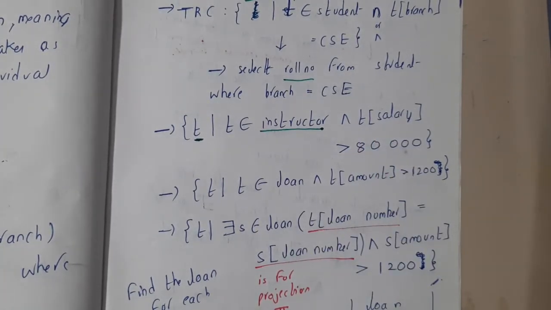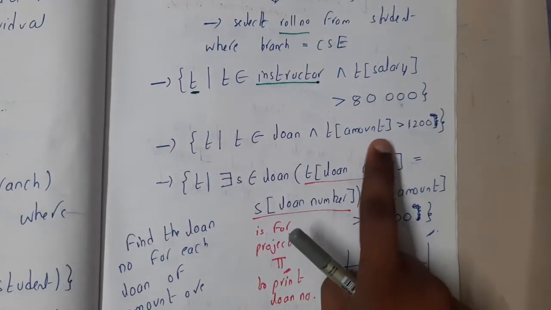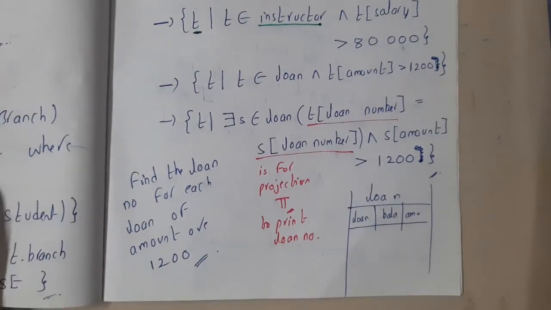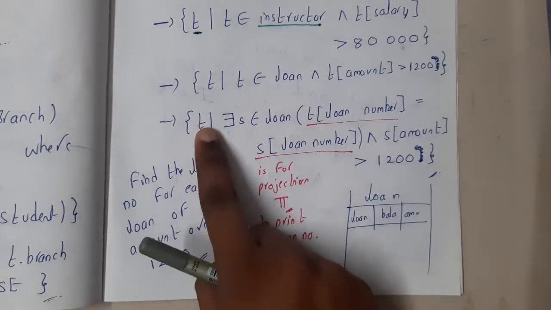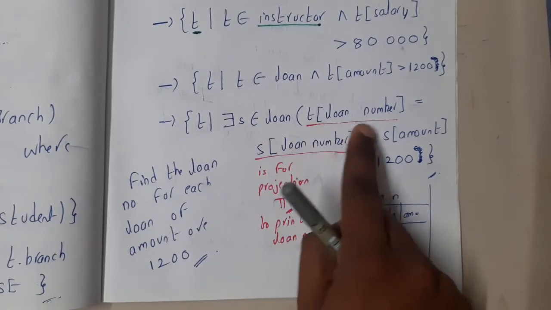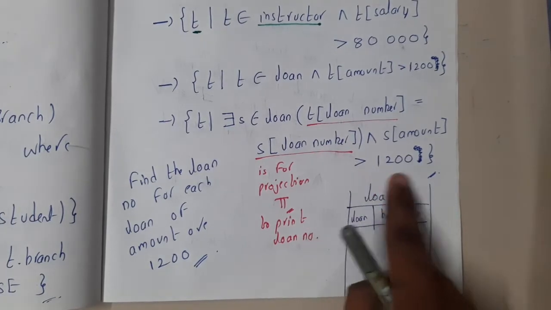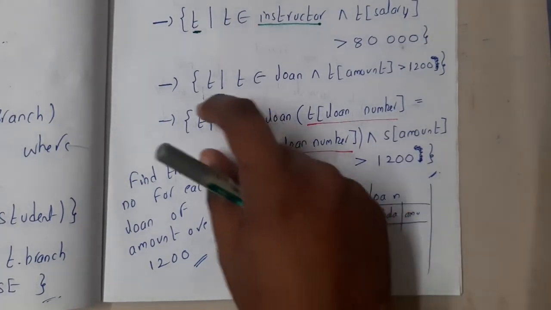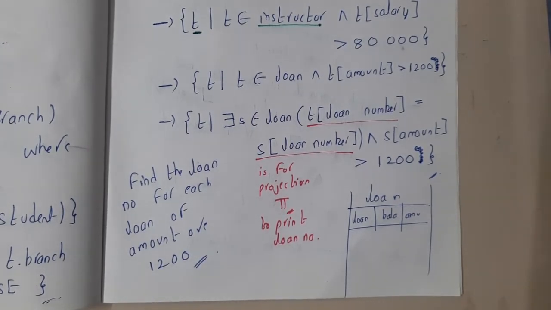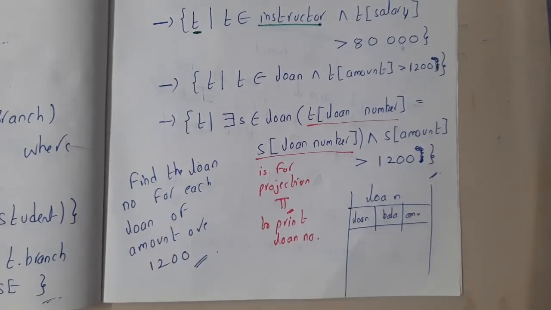Got it? Yes. Similarly, what about this statement? T is a tuple of a table loan, and we are checking whose amount is greater than 1,200. Got it? Yes. Let us observe this. Here they are saying T such that some value of S belongs to loan, T of loan number equal to S of loan number, and S of amount is greater than 1200. I think this statement seems to be a bit tough, right? Yes. What this statement is doing is find the loan number of each loan of amount over 1200.